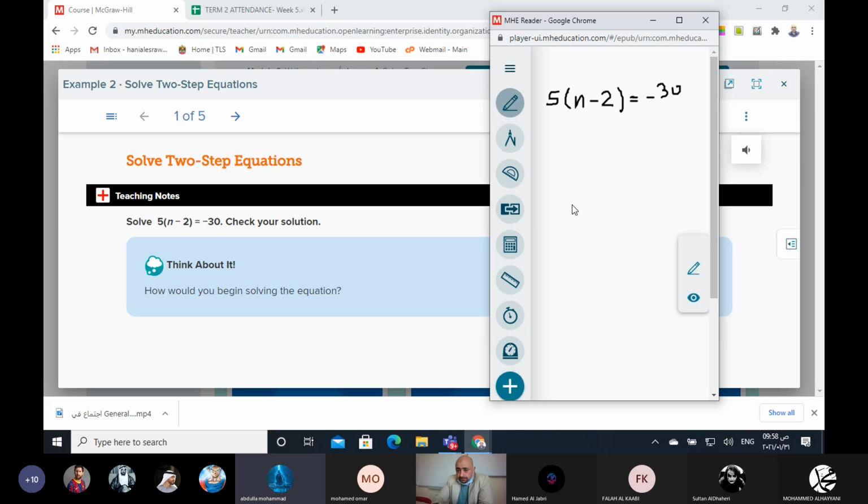I think n is 6. Okay, thank you. Who has a different answer? Sir, n is negative 6. Negative 6, thank you. Who has a different answer? Sir, I think n is 30 because 30 divided by 2 will equal, I mean 60, sorry. Equal 60. Great. Who has a different answer?